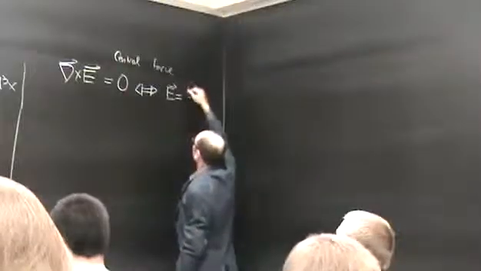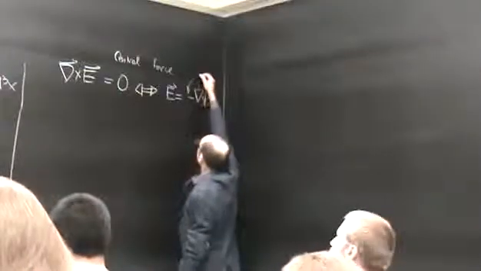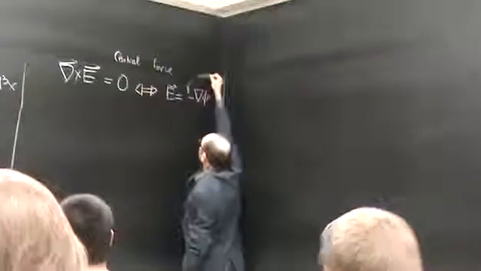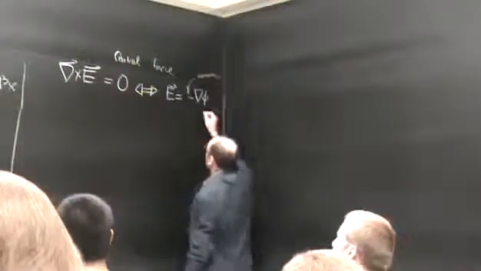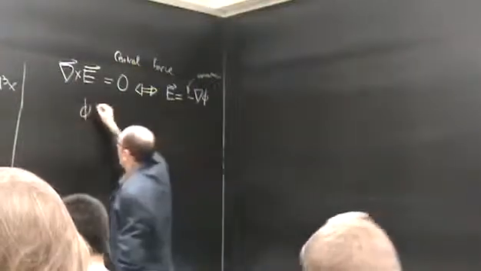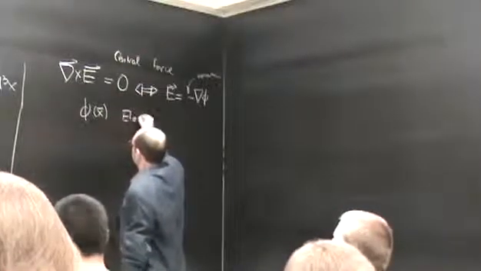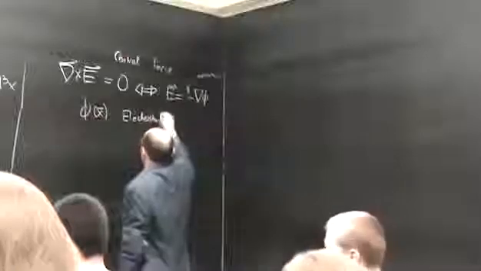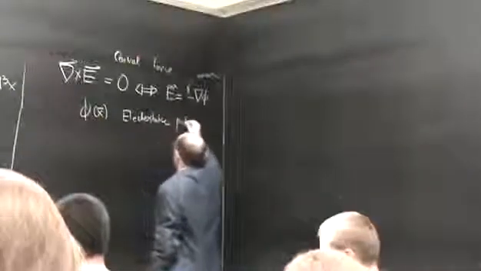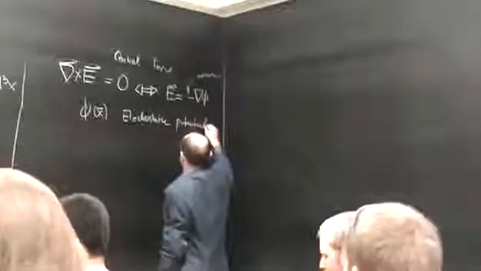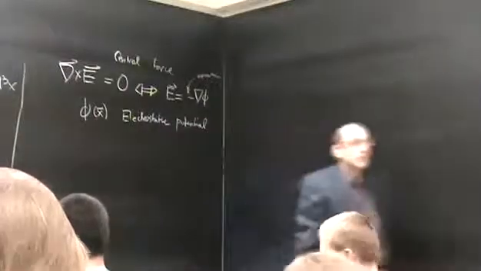So this is in relation to potential energy, so we remind ourselves of the convention that we put this minus sign here. So phi of x is the electrostatic potential. Okay?